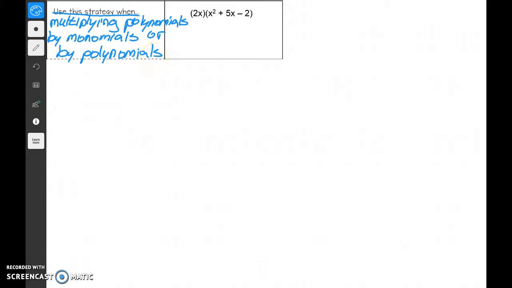Now, all that really means is that we're going to take some type of polynomial, whether it be a monomial, binomial, trinomial, or a multi-term polynomial, and multiply it by another monomial or some other type of polynomial. This method actually works for any and all polynomials. The one we're going to look at today is a monomial times a trinomial. I'm going to go ahead and rewrite that one. You guys can just look at it on your page. So we have 2x, and that's our monomial, times the trinomial x squared plus 5x minus 2.